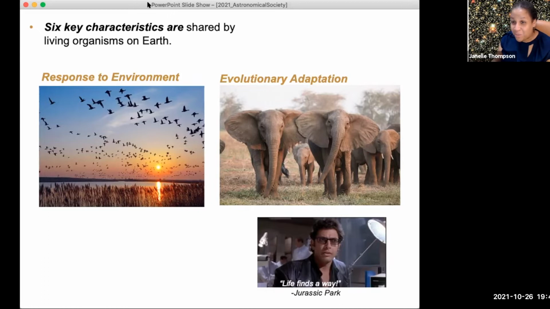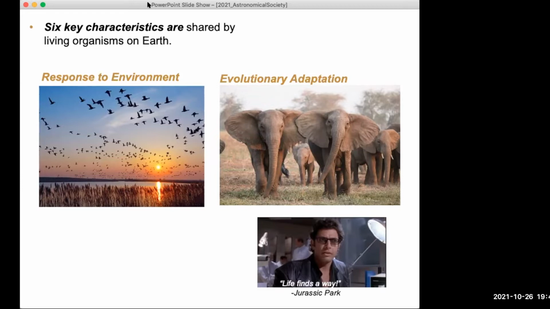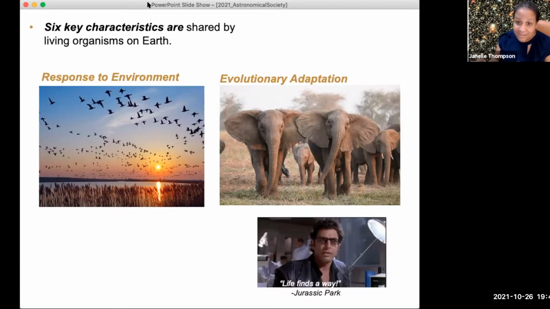And one of my favorite movies, Jurassic Park, the first one, Jeff Goldblum says very convincingly, life will find a way. So this is an example of life finding a way. If having tusks means that you get slaughtered, then elephant populations in an evolutionary context respond by increasing the numbers of that population that don't have tusks.